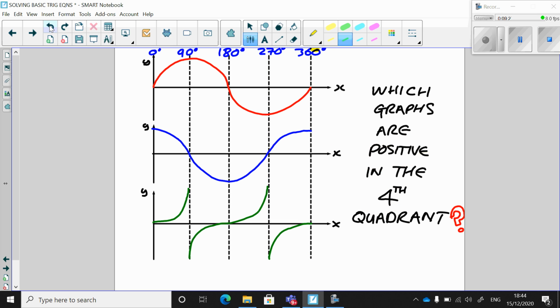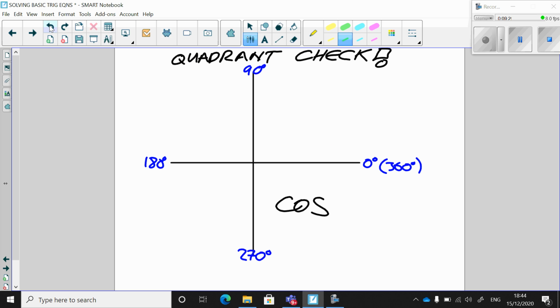So that's why I'm putting cosine here. If I put in cosine of any angle between 270 and 360, say cosine of 330, that would give you a positive answer. If I put sine of 330, it would give me a negative. If I put in tan of 330, it would give me a negative. So this is what this quadrant game is all about.